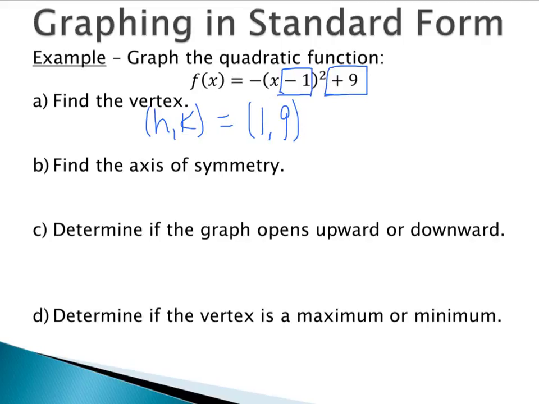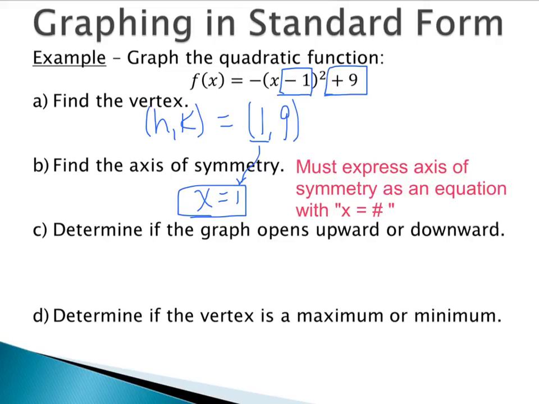Your axis of symmetry, again, is just x equals the x-coordinate of your vertex. That means in this case we had 1 as our x-coordinate of the vertex, so our axis of symmetry is going to be x equals 1. And again, just make sure that you're writing it as an equation, x equals, don't just say 1.